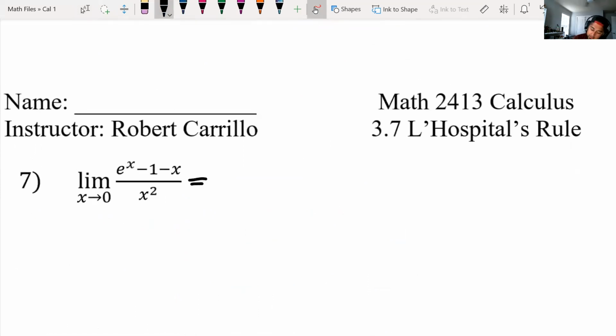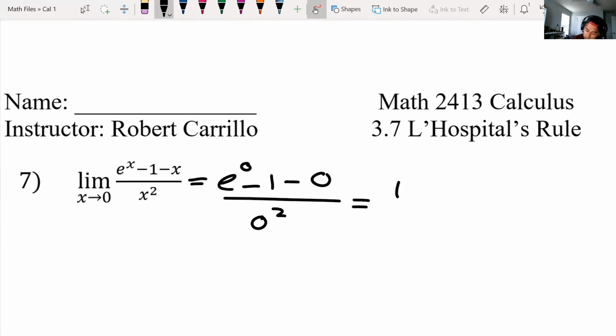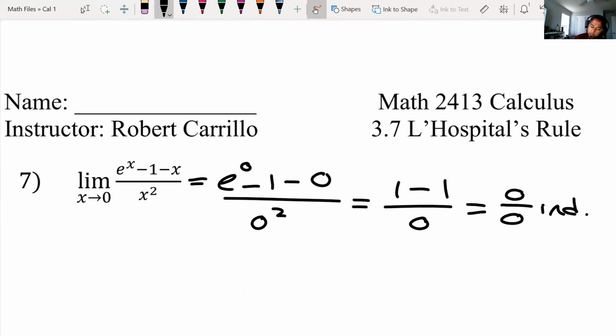Again. Plug in 0. E to the 0th minus 1 minus 0 over 0 squared. You get 1 minus 1 over 0. 0 over 0 indeterminate. Okay. Take it to the hospital. The limit as x approaches 0.